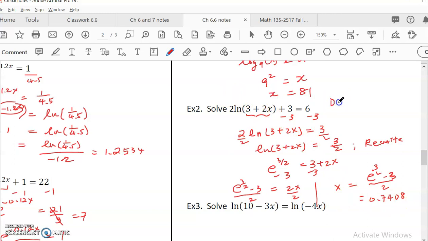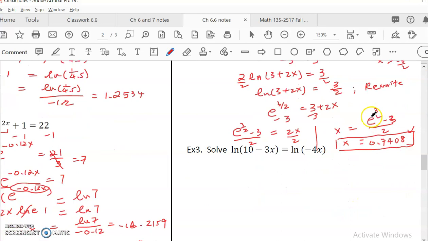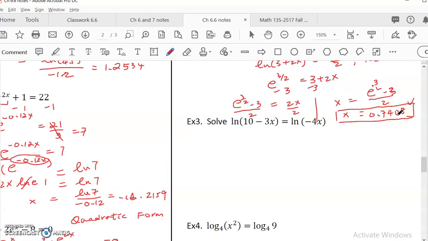Now, in this particular case, I have to make sure that this is in the domain, right? So what is the domain of this expression? The inside has to be positive. 3 plus 2x has to be positive. That means 2x has to be greater than negative 3, because I will minus 3. x has to be greater than negative 3 over 2. This obviously is greater than that, so this is the right answer. So x equal to, rounded, 0.7408.